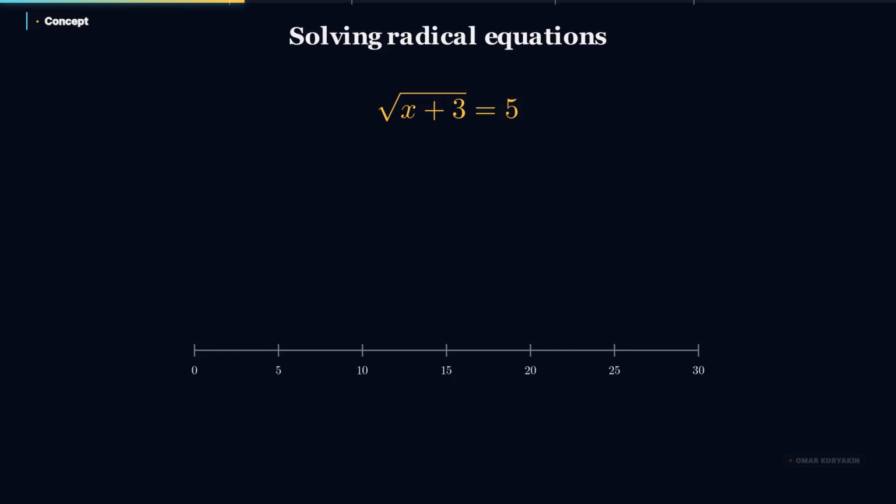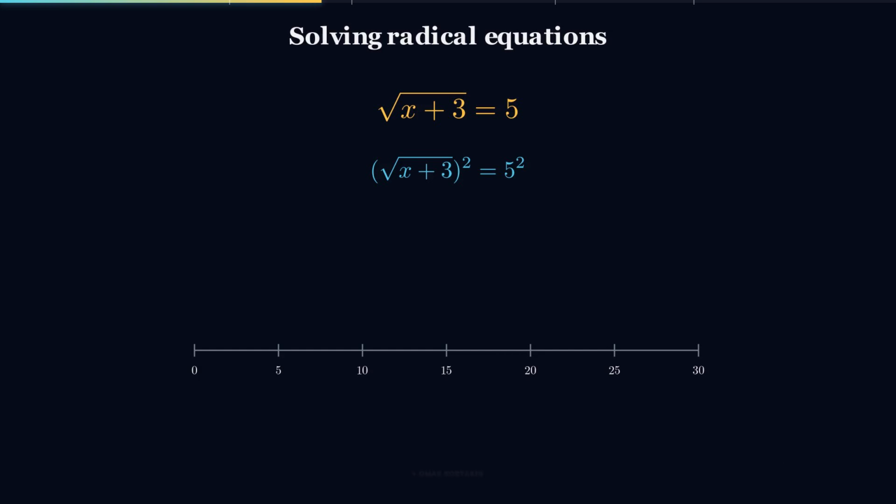Take the square root of x plus 3 equals 5. The radical is already isolated, so we move directly to squaring. Square both sides. The square root and the square cancel on the left, leaving x plus 3. The right side becomes 25. Solve the linear equation: x plus 3 equals 25 gives x equals 22.